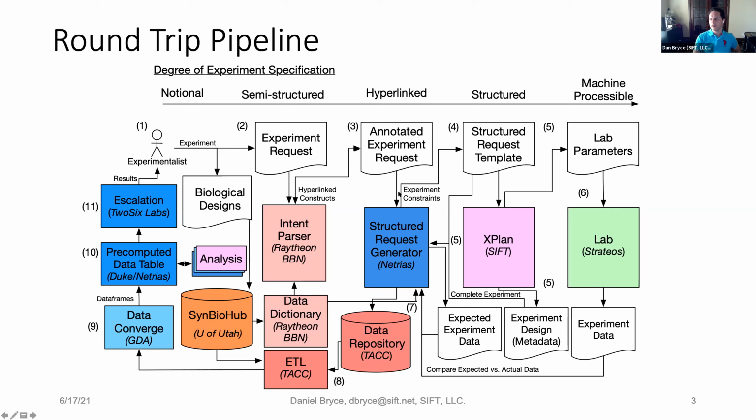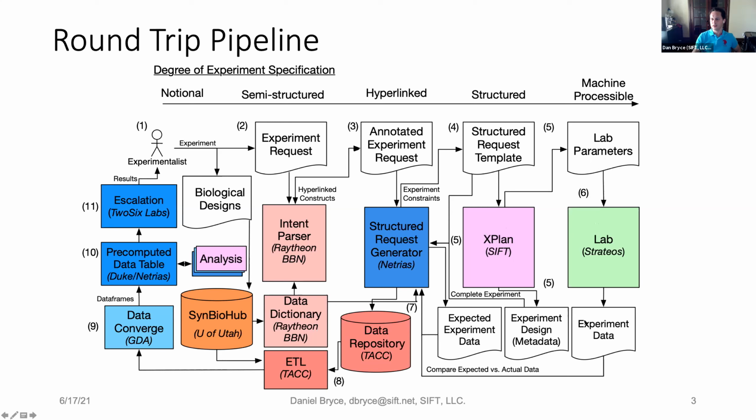Then at that point, we have a structured representation of the experiment, and it might be missing some information that's necessary in order to actually execute it in the laboratory. So we have a tool here called XPlan that my group developed that plans the experiments for execution in the laboratory. We send parameters to the lab so that they know what to do in order to execute the experiment. They don't need to know anything about the context, the intent, or anything about the experiment. They just need to know these lab parameters.